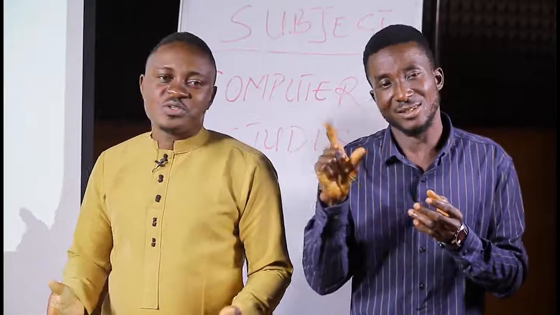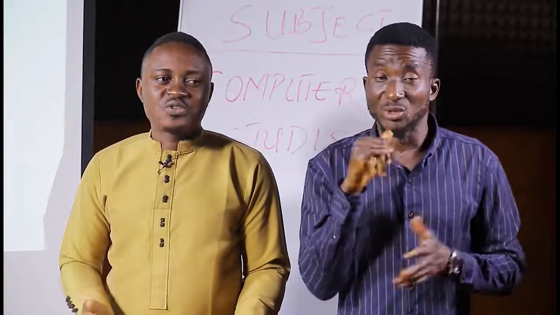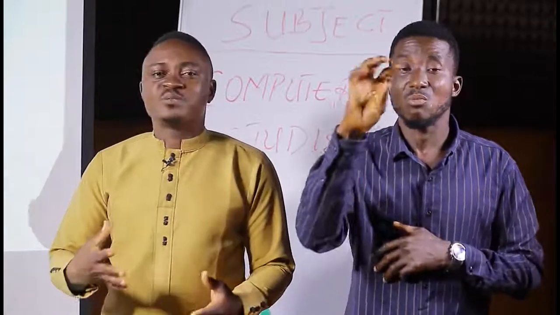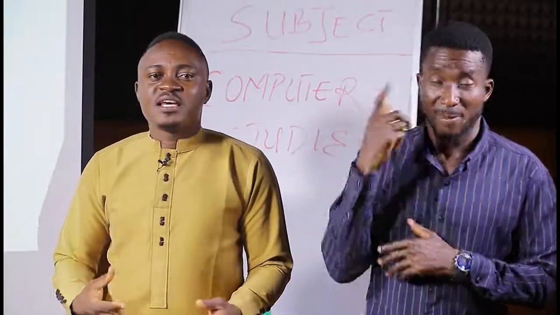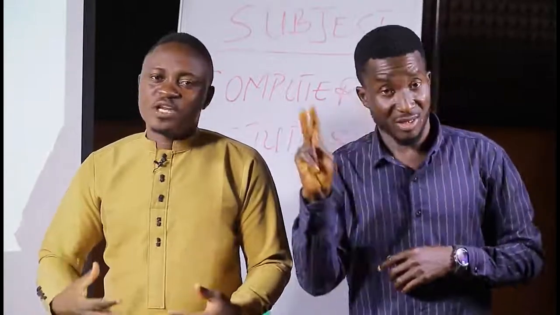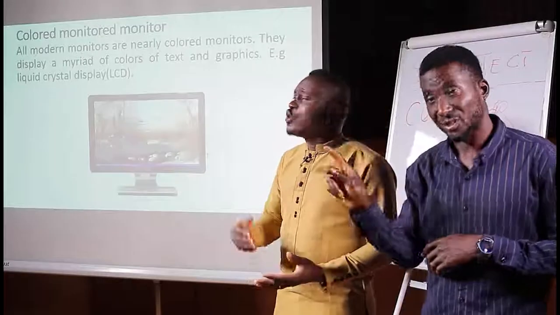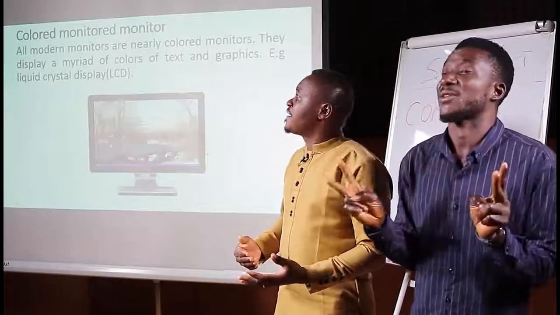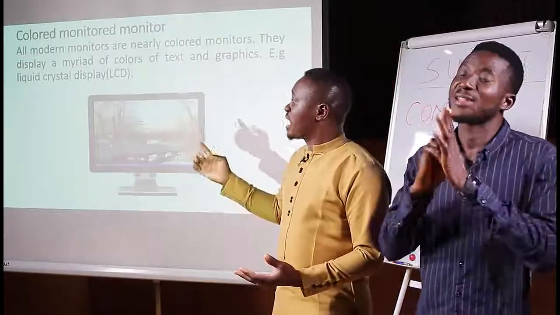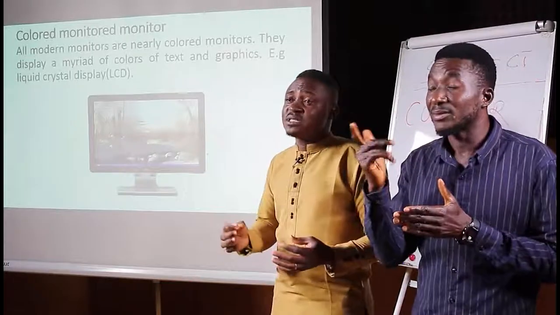The colored monitor is just the opposite of the monochrome. It constitutes different coloration. You can have all of the display. If you're wearing a pink dress, the monitor is able to display a pink dress. If you're wearing a purple dress, if you have a red background, and so on. So these colored monitors, examples are the liquid crystal display. They carry colored text even.